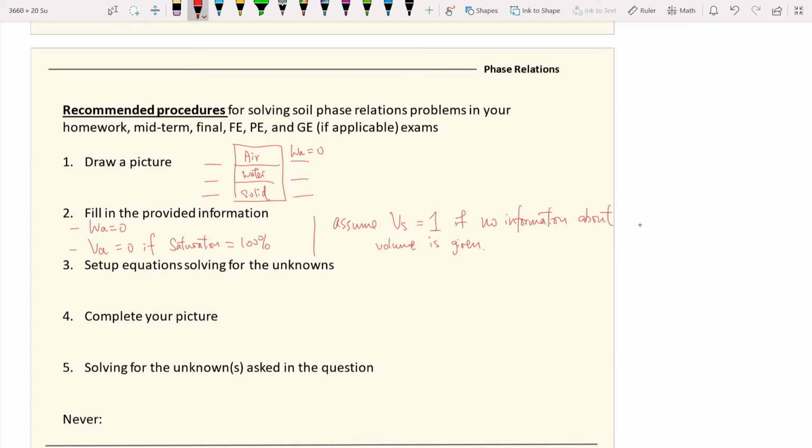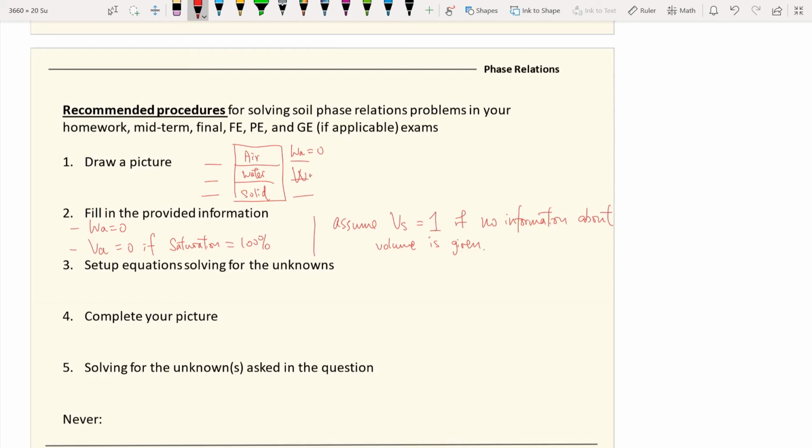The third step will be to set up equations to solve for the unknowns. After your second step, you can identify the parameters that you don't know. Because again, the whole purpose of the phase diagram is for you to solve all the parameters within the picture. You have six components, or you have five because the rate of the air is equal to zero. Pretty much like the phase diagram, you will always have these five unknowns, or these five parameters that you need to solve for.